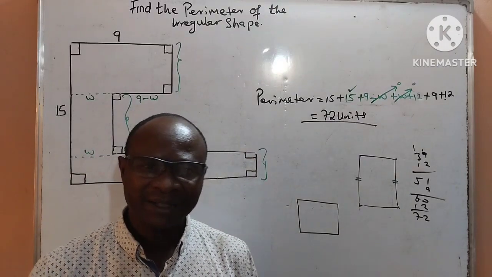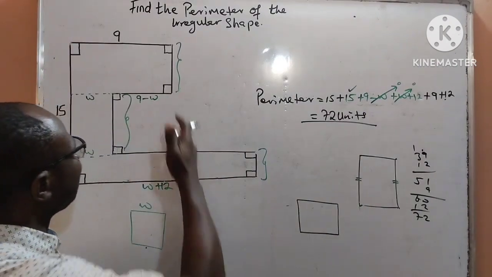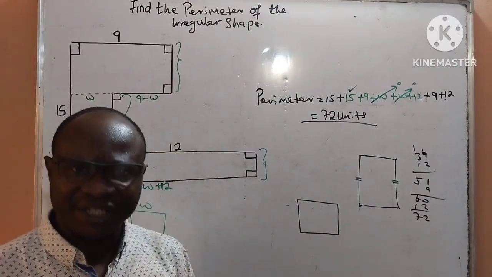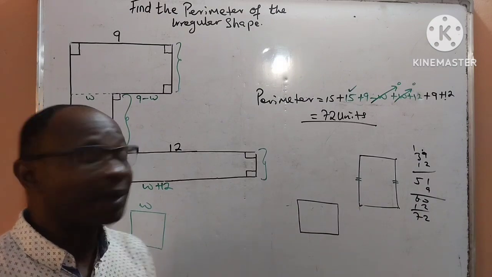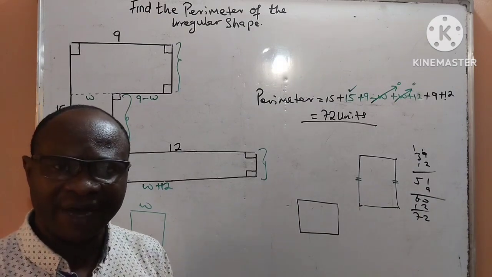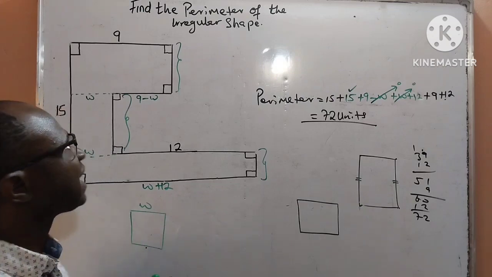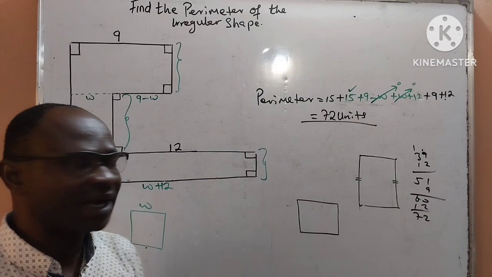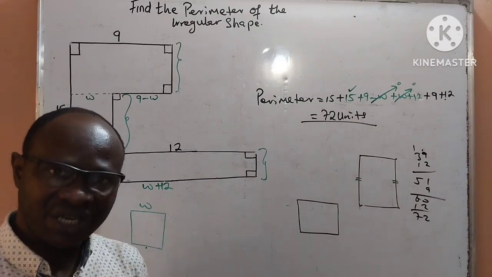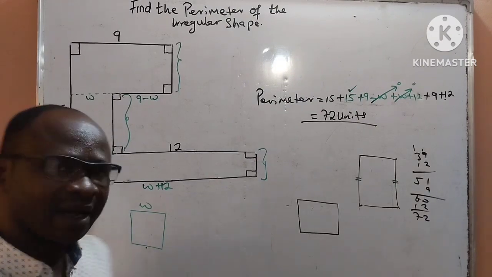We apply logical reasoning in finding perimeters of irregular shapes, especially when some parts are not given. Through the parts that are given to us, we figure it out and eventually add it up to get the required perimeter.